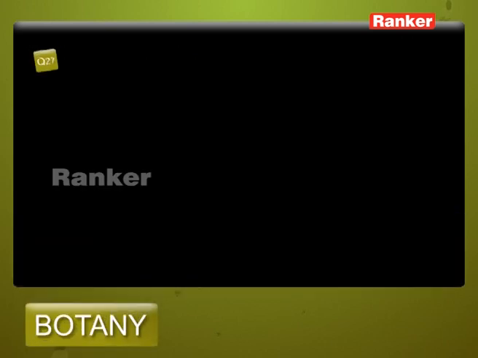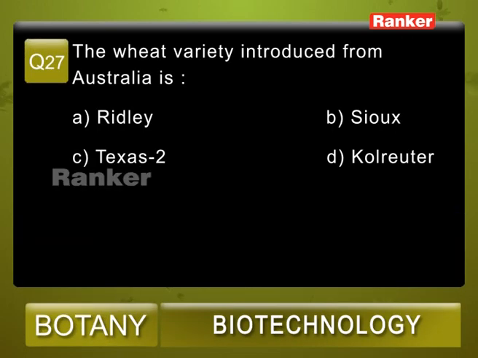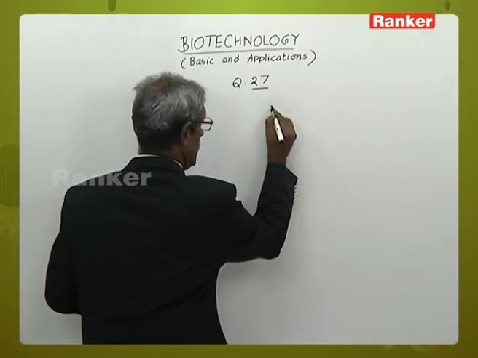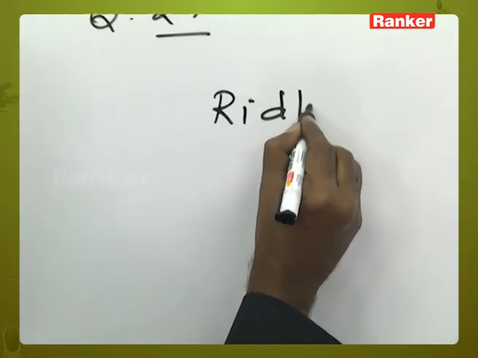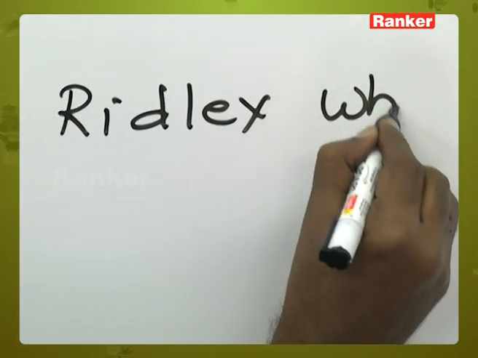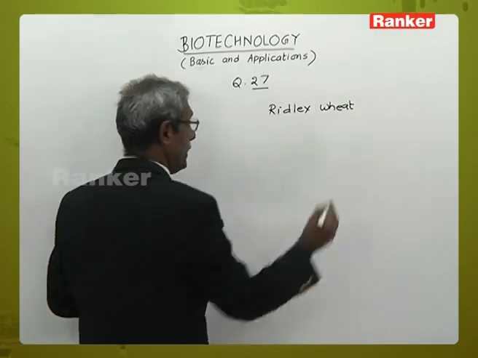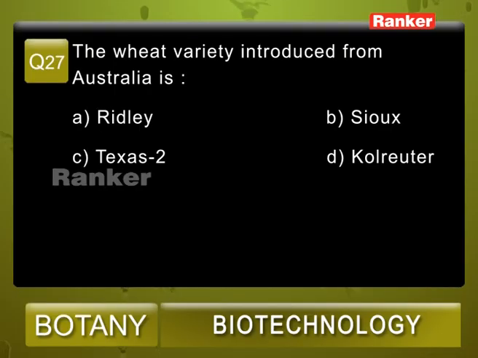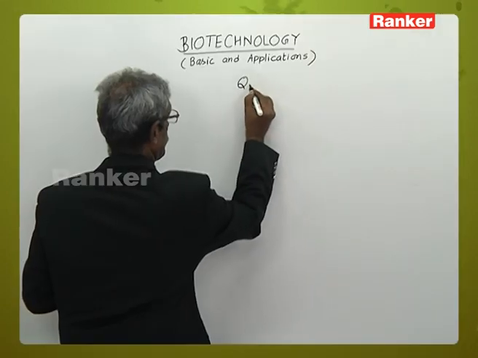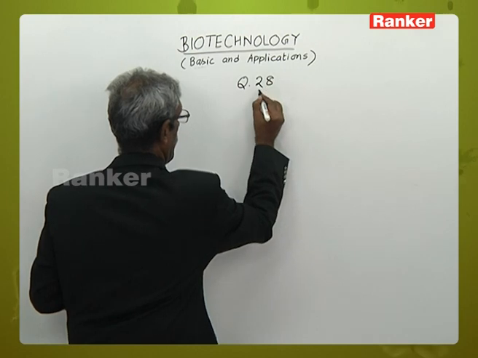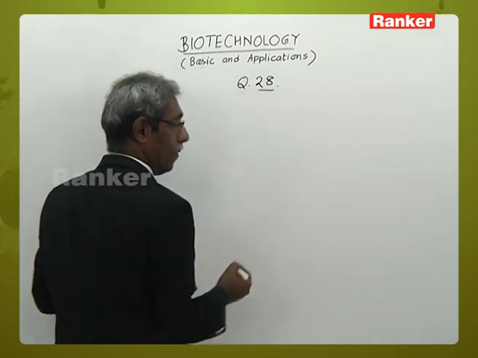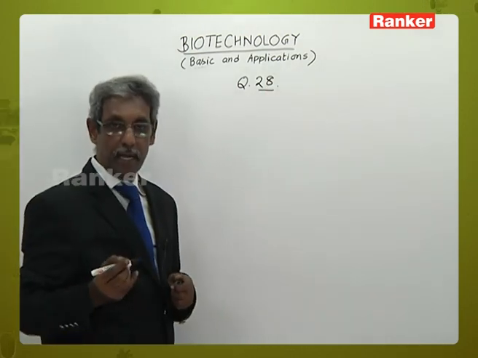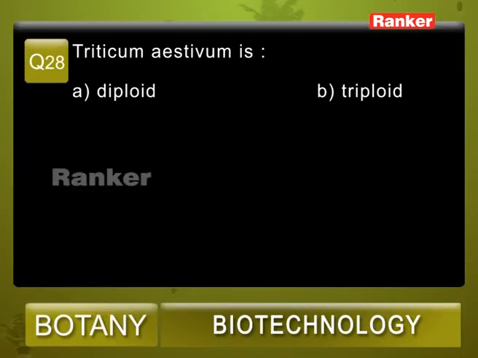Question number 27 says the wheat variety introduced from Australia is, the correct answer is Ridley wheat. Ridley wheat is an example of introduced wheat, and the answer is A. Question 28 asks, what is Triticum aestivum?